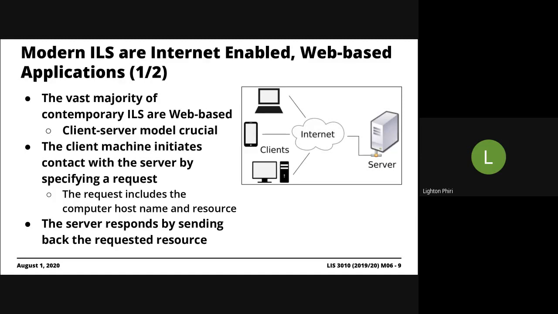So the average LIS is web-based, it's internet-enabled, and for it to function effectively, it leverages a so-called client-server model, client-server architecture, where you have various clients making requests to a server that is housing the web-based application, right, with details of what sort of resource they're interested in. Depending on the request being sent through, the server will respond by either sending back the resource that the client is requesting, or an error message if the resource doesn't exist, right? So the client sends a request, and the server sends back a response in the form of a resource or an error message.